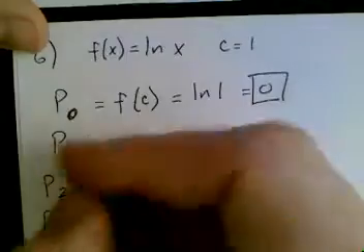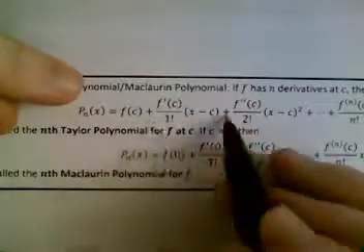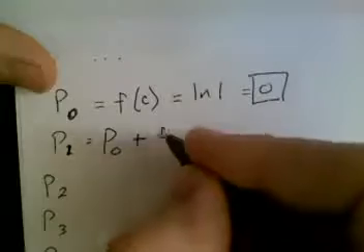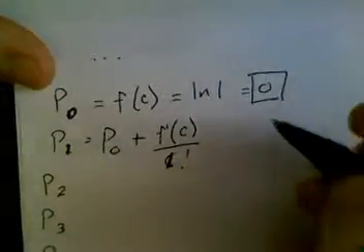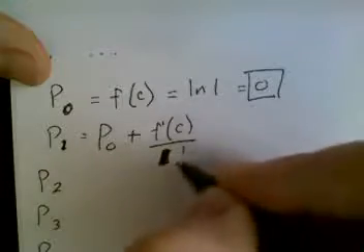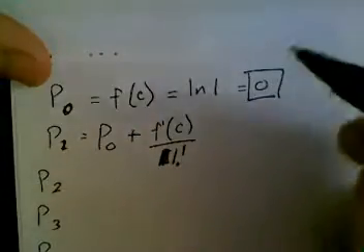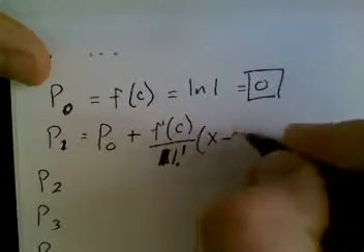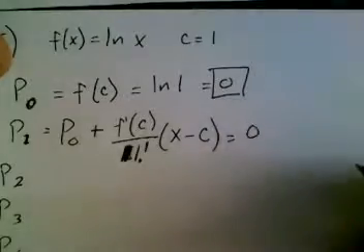Okay, P sub 1 is P sub 0 plus, what's the next piece of that? Well, the next piece of that is this thing right here. That is f prime of c divided by 1 factorial. Let me write the 1 in there. We're just going to ignore that big black block. Then we have x minus the c value. Okay, so P sub 0 is 0.